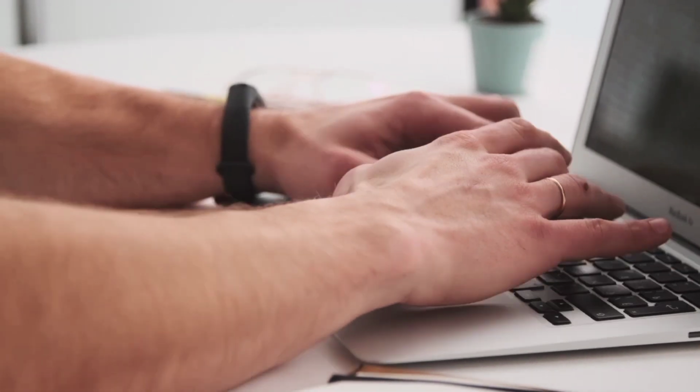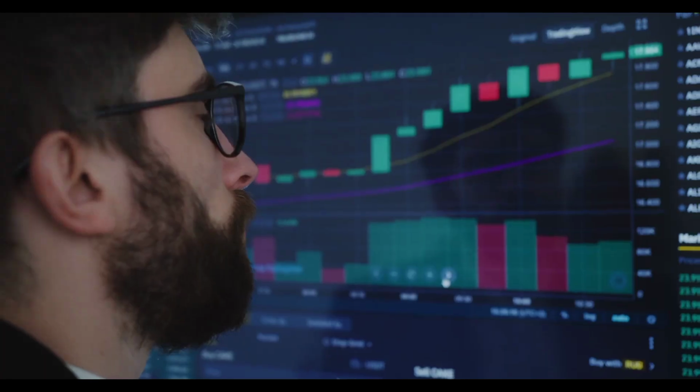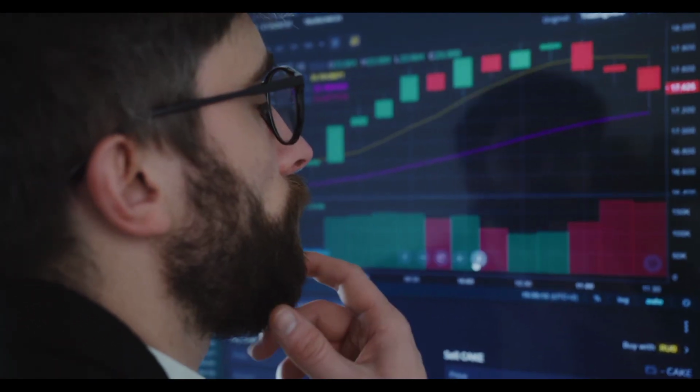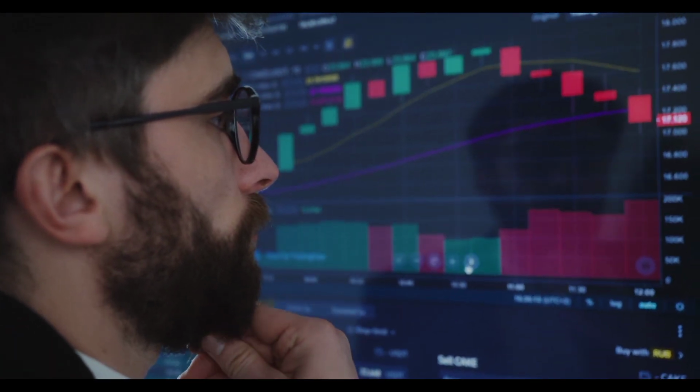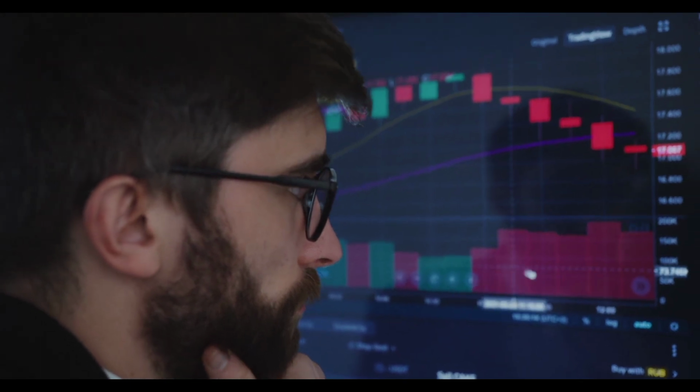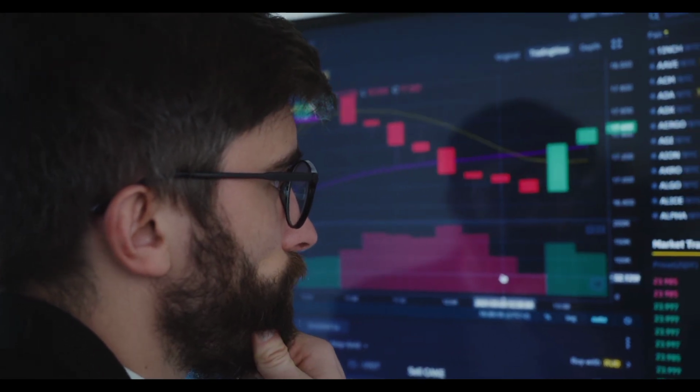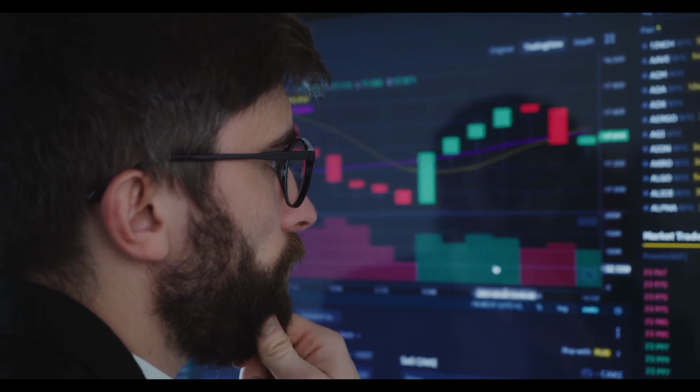Using leverage cautiously. This involves using borrowed funds to increase the size of the trade, but it can also increase the risk of loss. Staying disciplined. This involves sticking to a trading plan and avoiding emotional decisions.